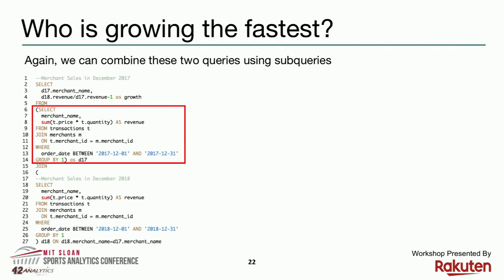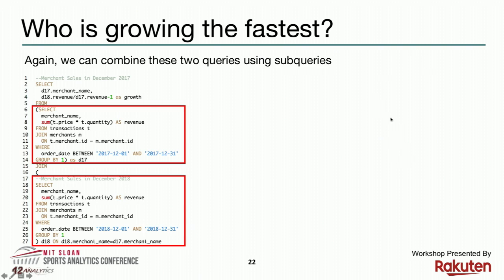The way we do that is we take our first query, in this case the December 17 query. We're going to put that in the from clause, in parentheses, and alias it. In this case, we're going to call it D17 for December 2017, and then join it onto the second subquery, our December 2018 data set. We're doing the exact same thing that we did last time, but aliasing it that way.